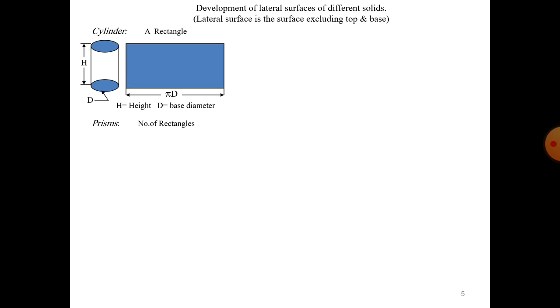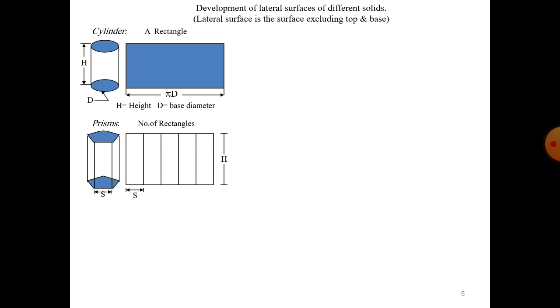Next, a prism has a development of a number of rectangles. We show the pentagonal prism. It consists of sides. S means the sides and H is the height. S means the edge of the base and H means the height.